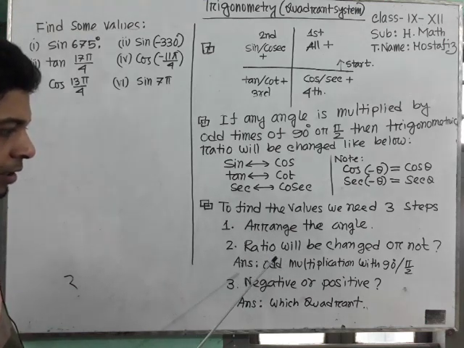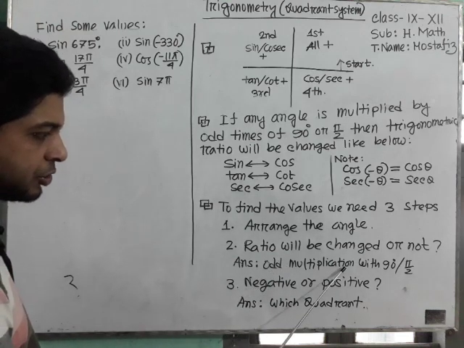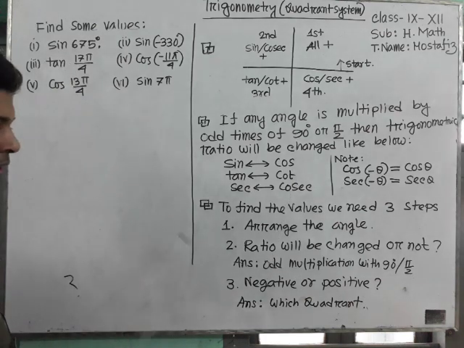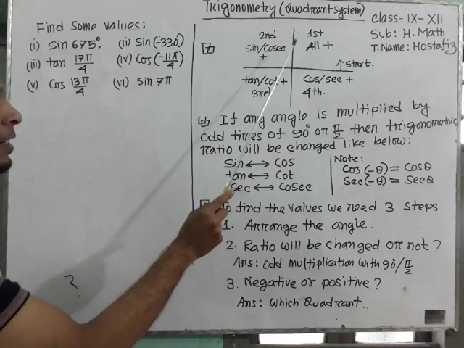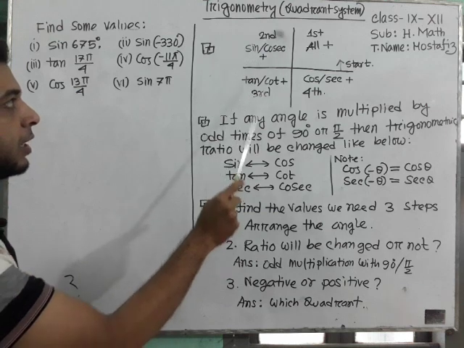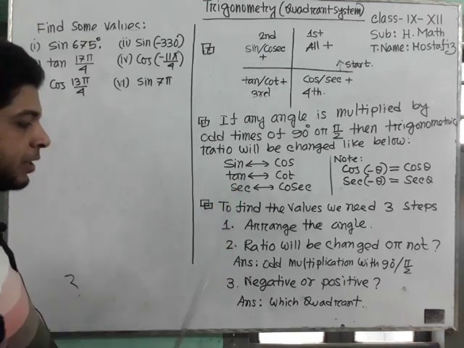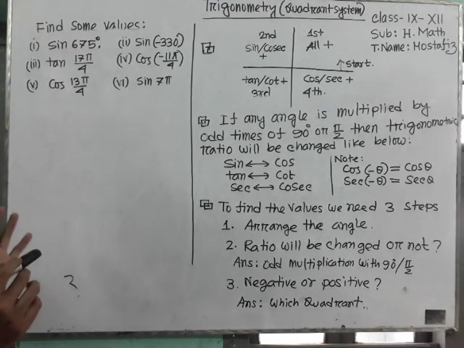And how will you find out whether it will be changed or not? You have to think whether it is multiplied with an odd multiple of 90 degree or not. And last of all, you have to think about another question: will it be negative or positive? You know that if any trigonometric ratio lies in its own area, then it will be positive, and for other areas it will be negative. You just have to check that. Okay, by using this formula, now I am going to find out the values of these. This is just an example for you. You may find other trigonometric ratios in your book.